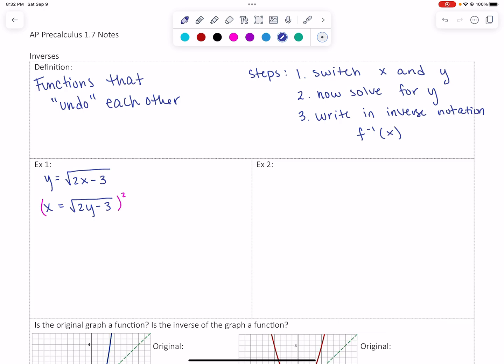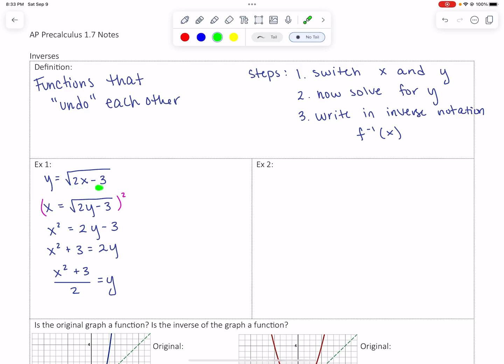So let's go ahead and do some inverse steps, such as we're going to square both sides. So now we have x squared is equal to 2y minus 3. I'm going to add 3 to both sides, is equal to 2y. Divide by 2, so we get x squared plus 3 all divided by 2 is equal to y. All right, so this is pretty cool, and if you think about it, this guy is our original function, and this is now our inverse.